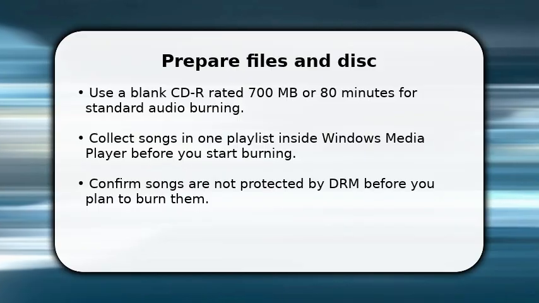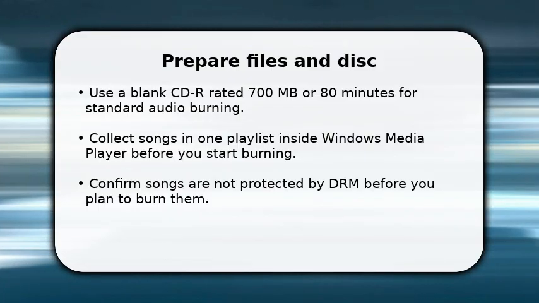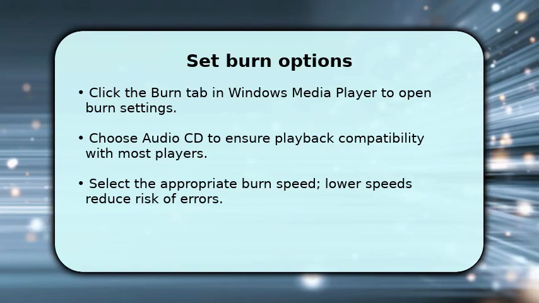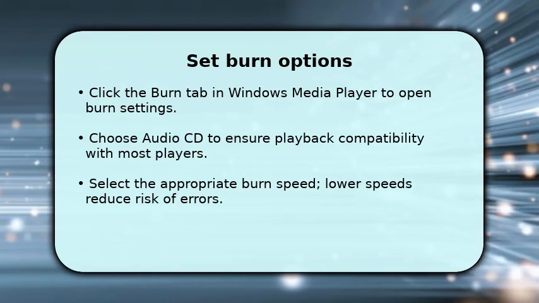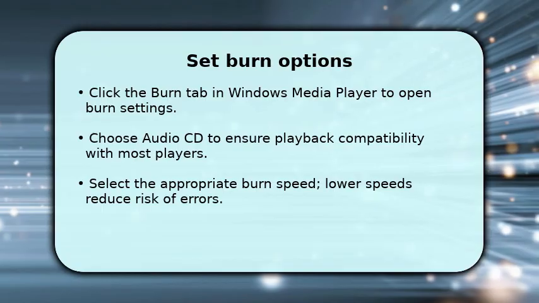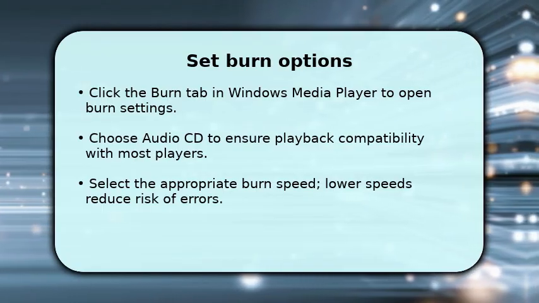Confirm songs are not protected by DRM before you plan to burn them. Have your blank disk ready and a functioning CD drive prepared for the burn process. Click the Burn tab in Windows Media Player to open burn settings. Insert your blank CDR into the drive and wait until the disk is recognized.